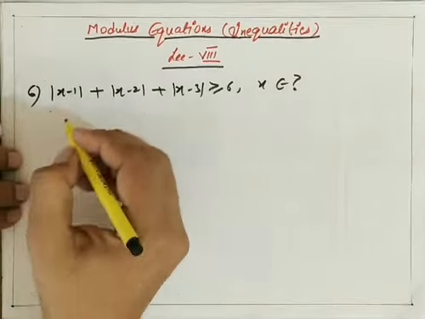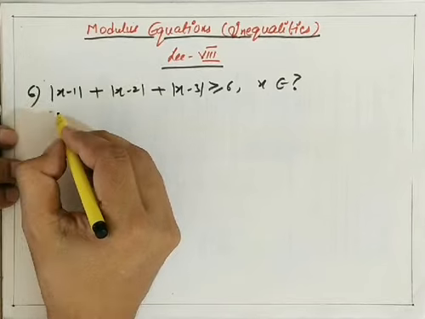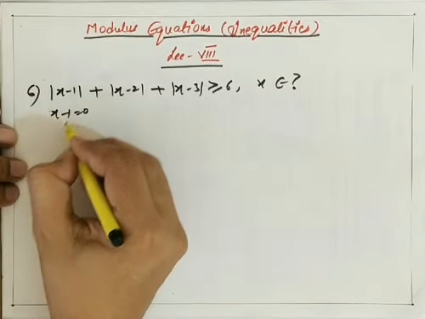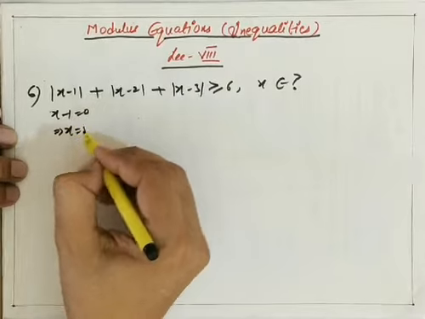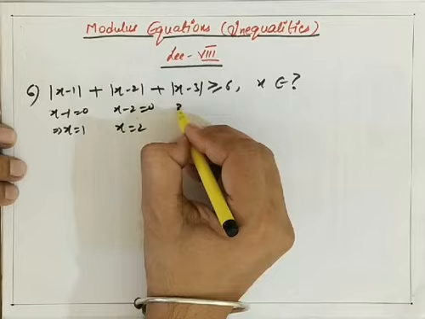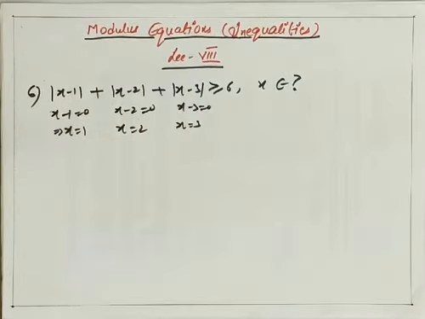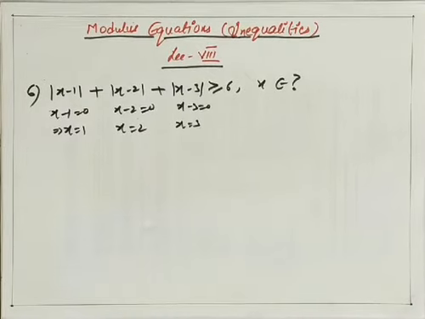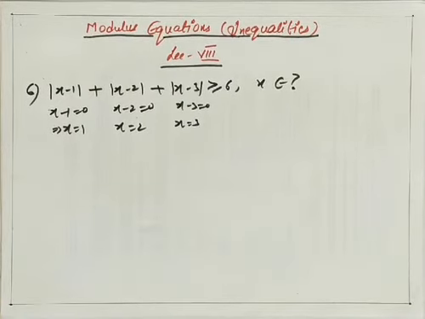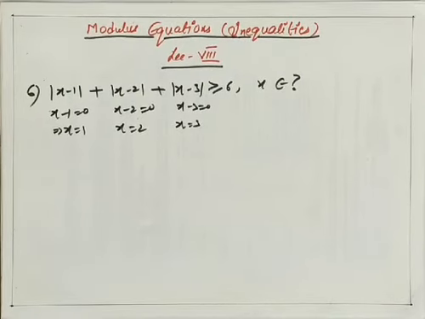So if we equate to 0 the functions which are inside moduli, for example x minus 1 is equal to 0, we will get one value of x as 1, x minus 2 is equal to 0, we will get one value of x as 2, and x minus 3 is equal to 0, we will get one value of x as 3. So 1, 2 and 3, these are the 3 values of x at which the values of modulus will change the sign. So we will divide the whole real interval of x within these 3 values.